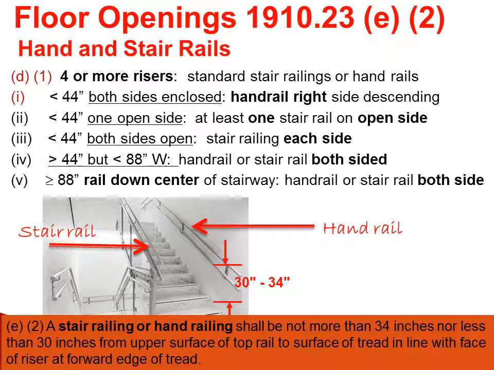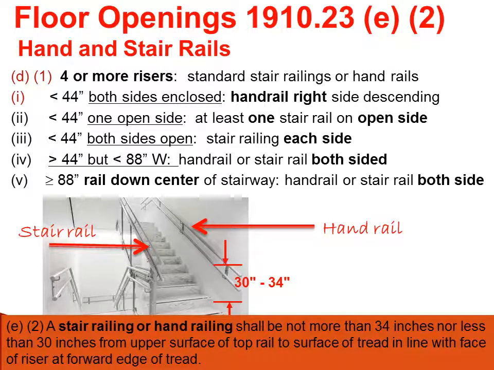And if you have a very wide set of stairs, so they're greater than 88 inches, you also need a stair rail down the center. Your stair rail can be lower than 42 inches. It's between 34 and 30 inches from the top surface of the stair. And this is the comfortable gripping position for 50 to 90% of the adult population.